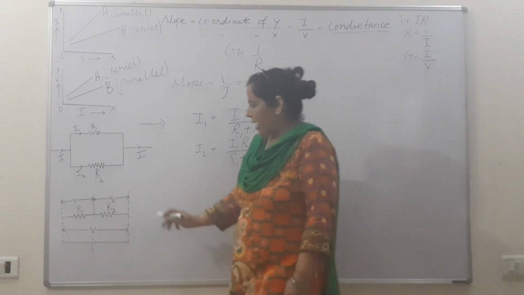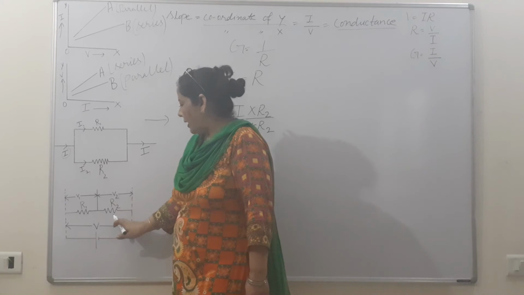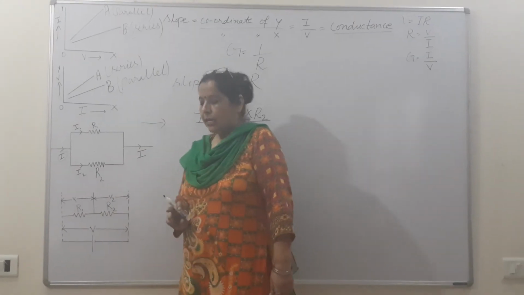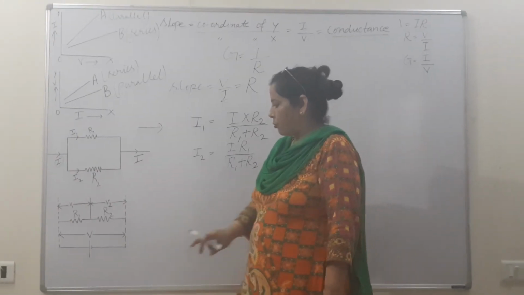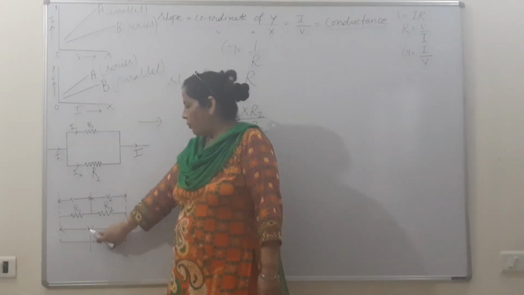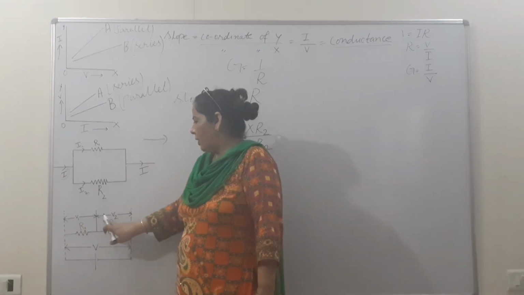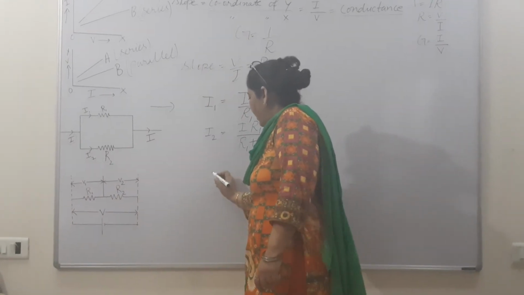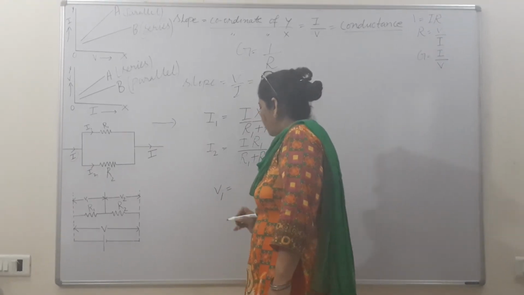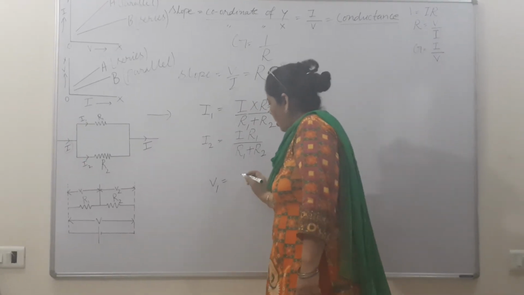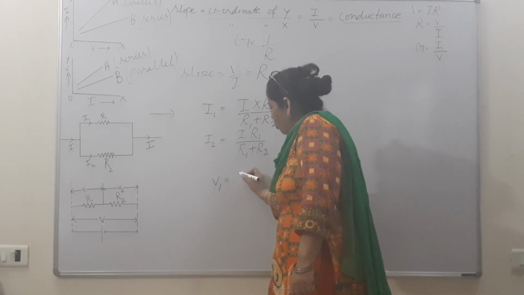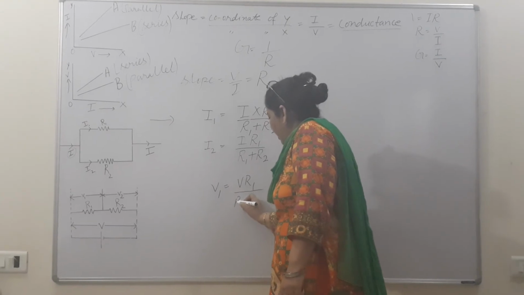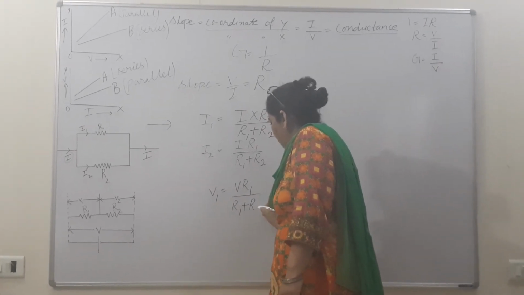And if in the next diagram resistors are joined in series, then in series, beta, the potential difference varies. Suppose this V is given to you, but this V1 and V2 are not available to you, and you have to find them. Then how will you find it? In that case V1 will be equal to V multiplied by R1 divided by R1 plus R2.